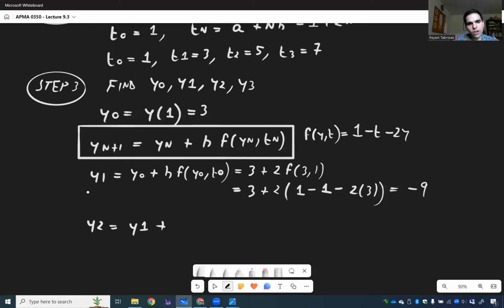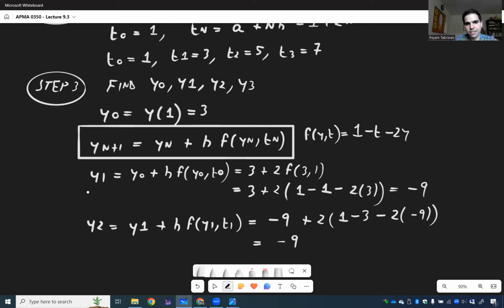Okay, and let's do it for y2. So y2 is y1 plus h times f of y1, t1. And in this case, we use the value minus 9. So minus 9 plus 2 times (1 minus 3 minus 2 times minus 9). And again, this gives you 2 times 9, 18, minus 3, which is 15, plus 1, which is 16. So 2 times 16, that's 32. And that gives you 23.